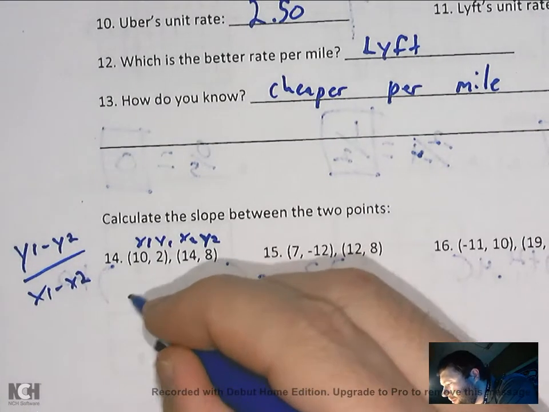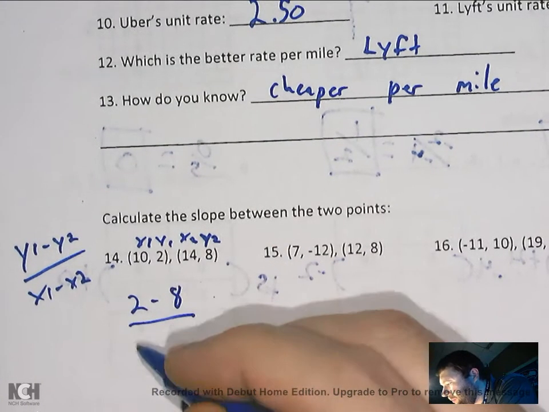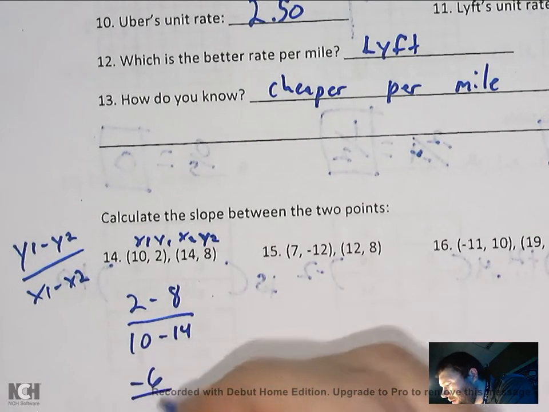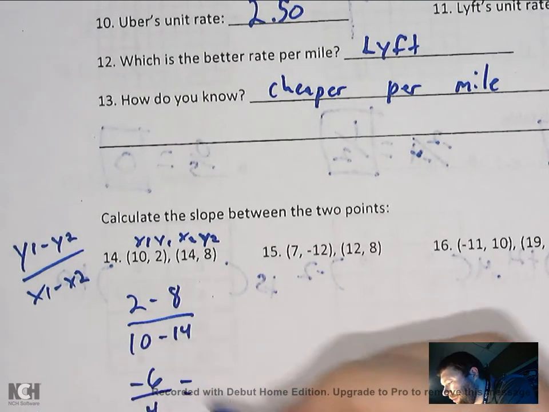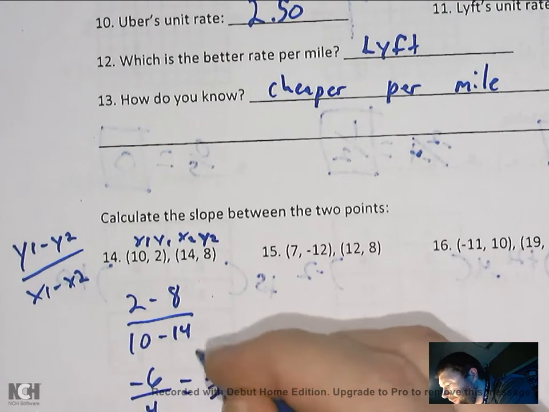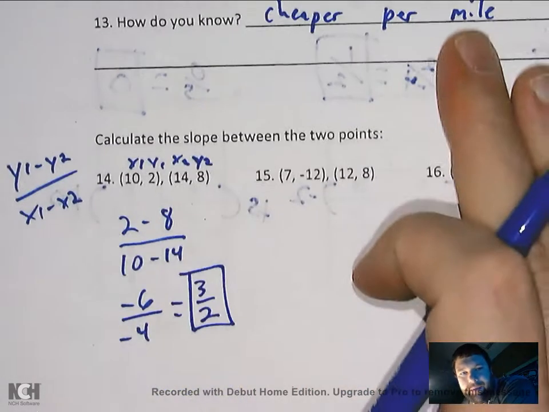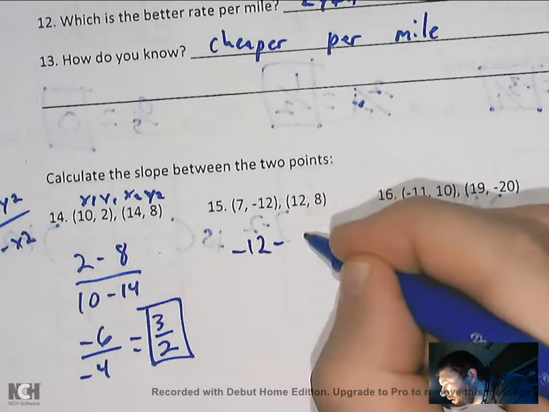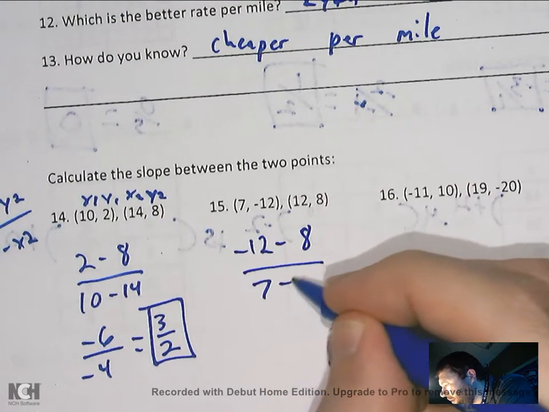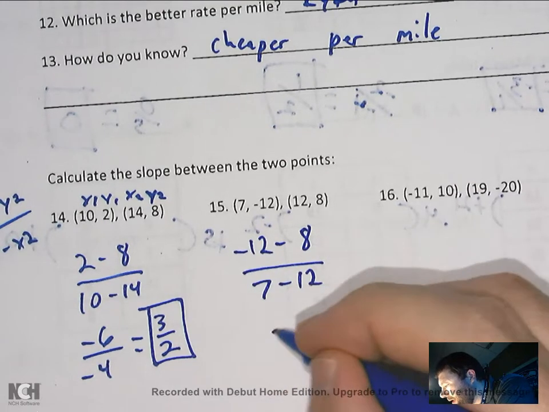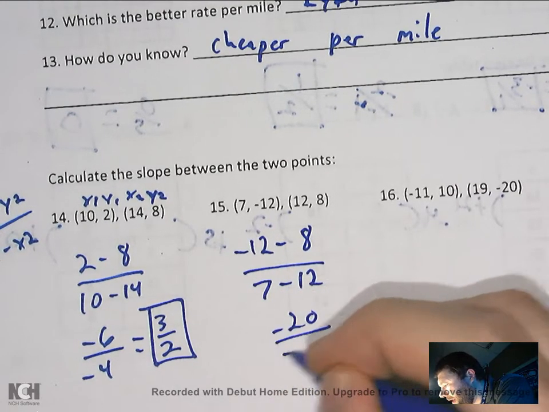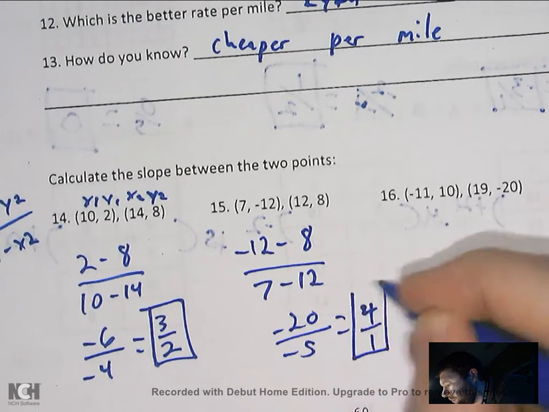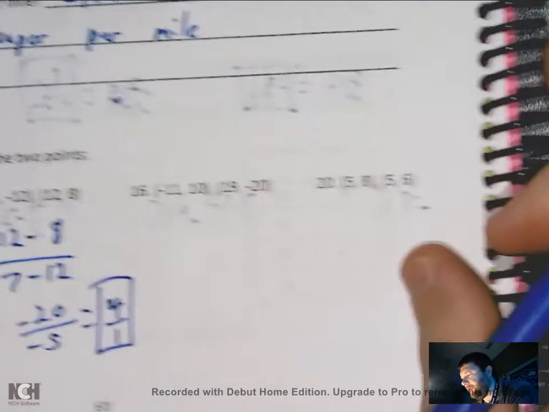So like here on 14, it'd be 2 minus 8 over 10 minus 14, which when you simplify would be negative 6 over negative 4, which again I can simplify even more to 3 over 2. And that would be my final answer there. Okay, not too tough, right? This one, I have negative 12 minus 8 over 7 minus 12. Negative 12 minus 8 is negative 20. 7 minus 12 is negative 5, and that would simplify to 4, or 4 over 1. Okay, again, not too tough.